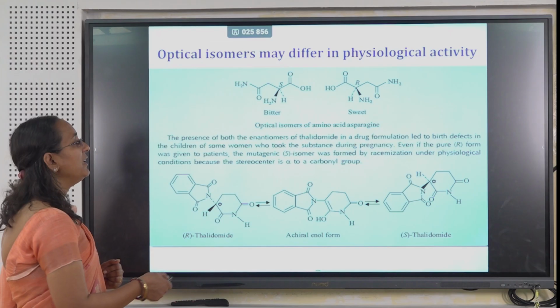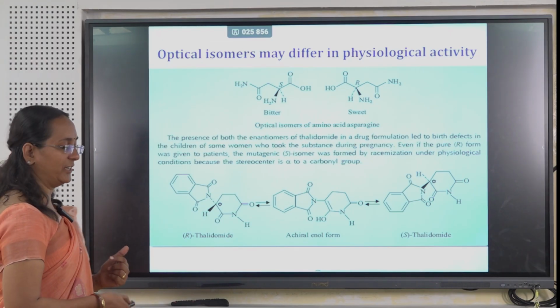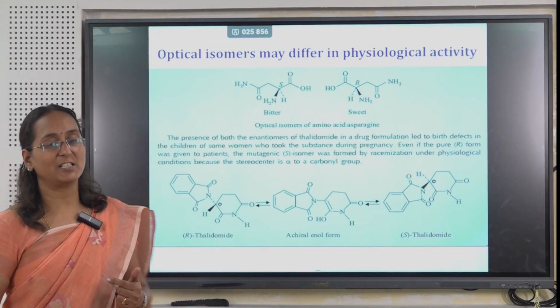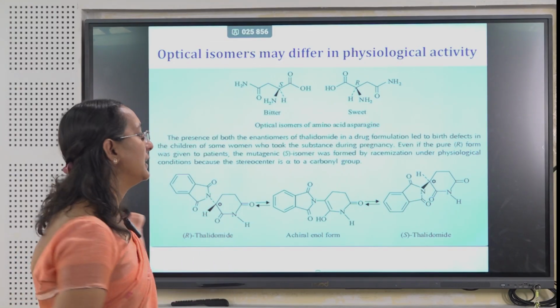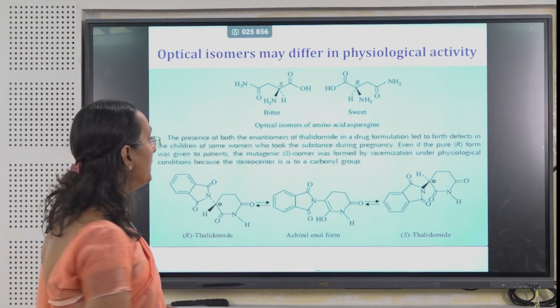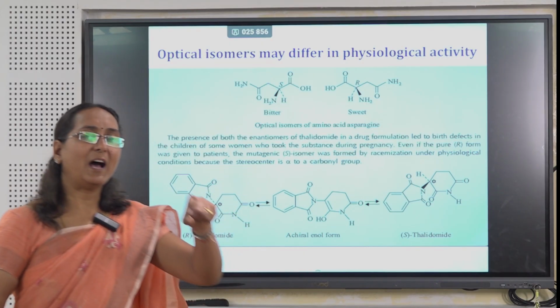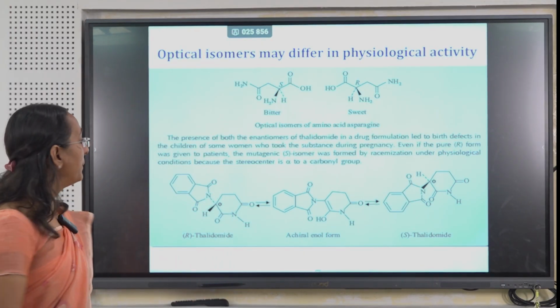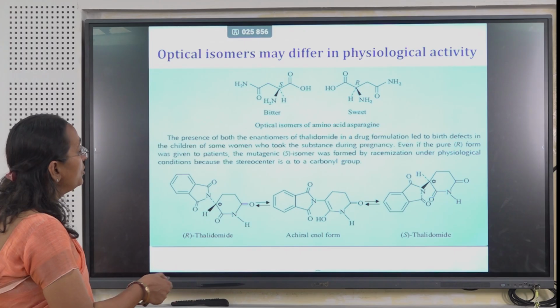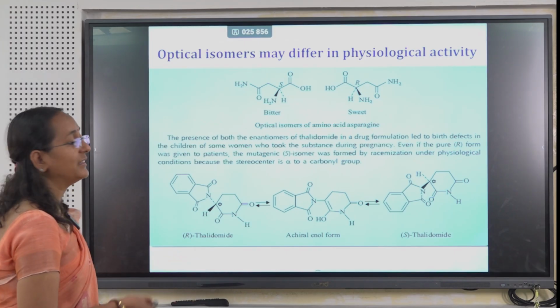Even if the pure R form was given to patients, because firstly when we give both the R and S forms, it affects and we can see those defects in pregnancy. But if only the pure R form is given, that also creates a mutagenic effect, because the S isomer is formed by racemization.